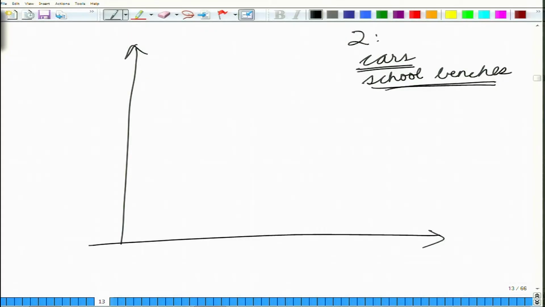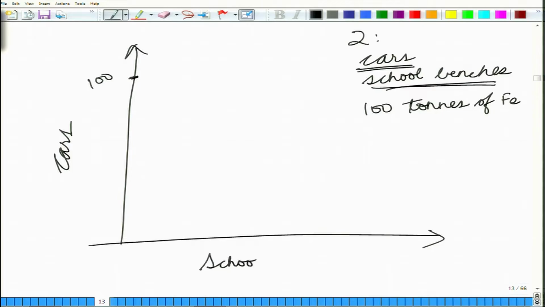So, let us say that in this fictional country we have 100 tons of iron and steel. With that 100 tons, if we put all of it into cars, let us say that we are able to make 100 cars. On the other hand, if we use all of it to make school benches, then probably we will be able to make, say, 10,000 school benches.